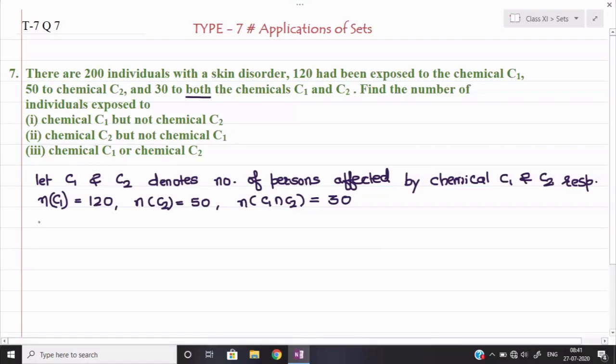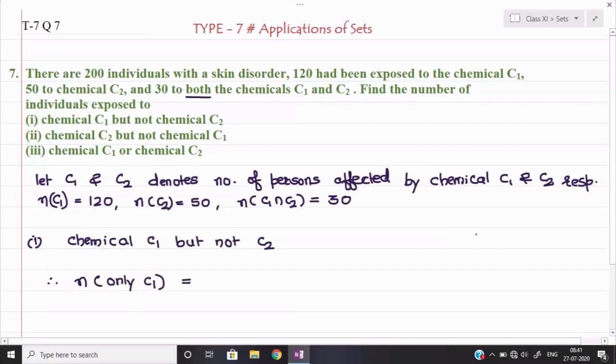Now, in the first part, what do we need to find out? Chemical C1 but not C2. See how we can find it here. We need to find the number of only those persons who are affected by chemical C1. So we shall find only C1.